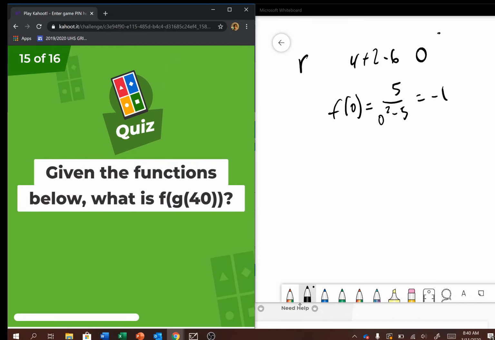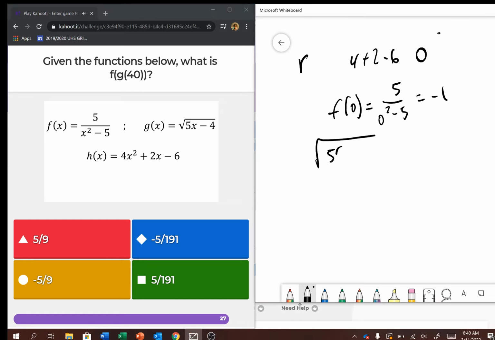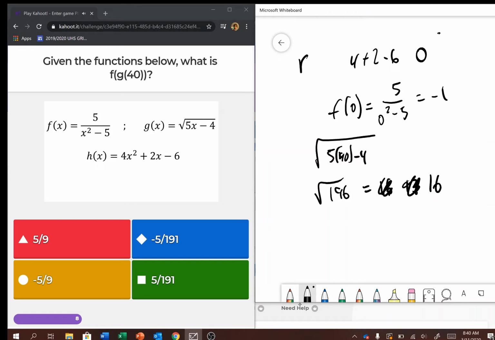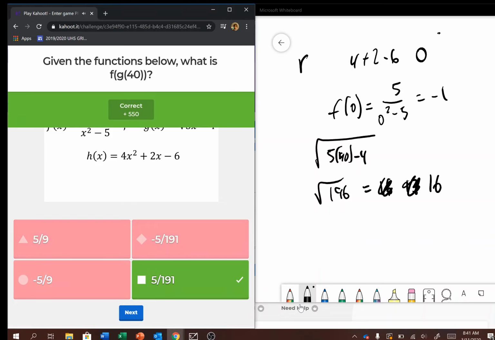Okay, next. Given the function below, what is f of g of 40? Okay, g of 40, so that's going to be 5 times 40 minus 4. That's 196. Square root of 196 is 13. No, it's just 16. No, it's 13. Is it? No, it's 16. And then f of that. Dude, I don't know what this is. Need more time for that question. Okay, next.